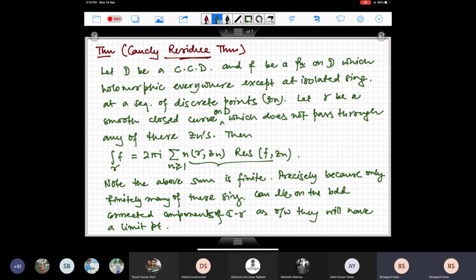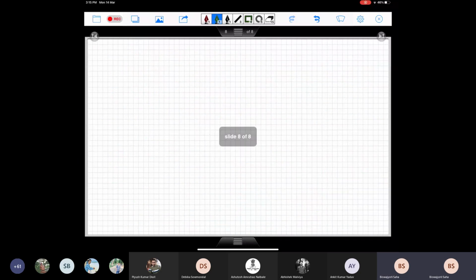So that's not going to be possible. Therefore all but finitely many of them are going to lie on the unbounded component. Finitely many of them can be on the bounded ones. So all but finitely many of them are in the unbounded component. Hence n(gamma, zn) is equal to 0 for all n except finitely many.